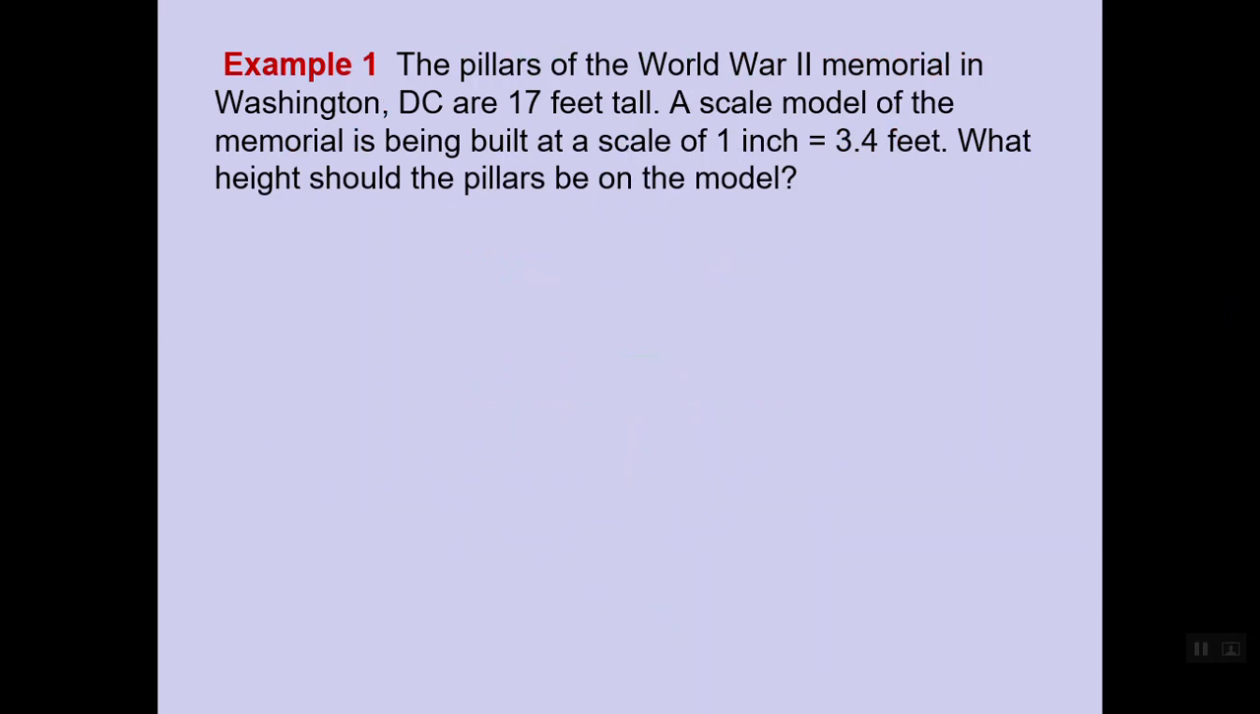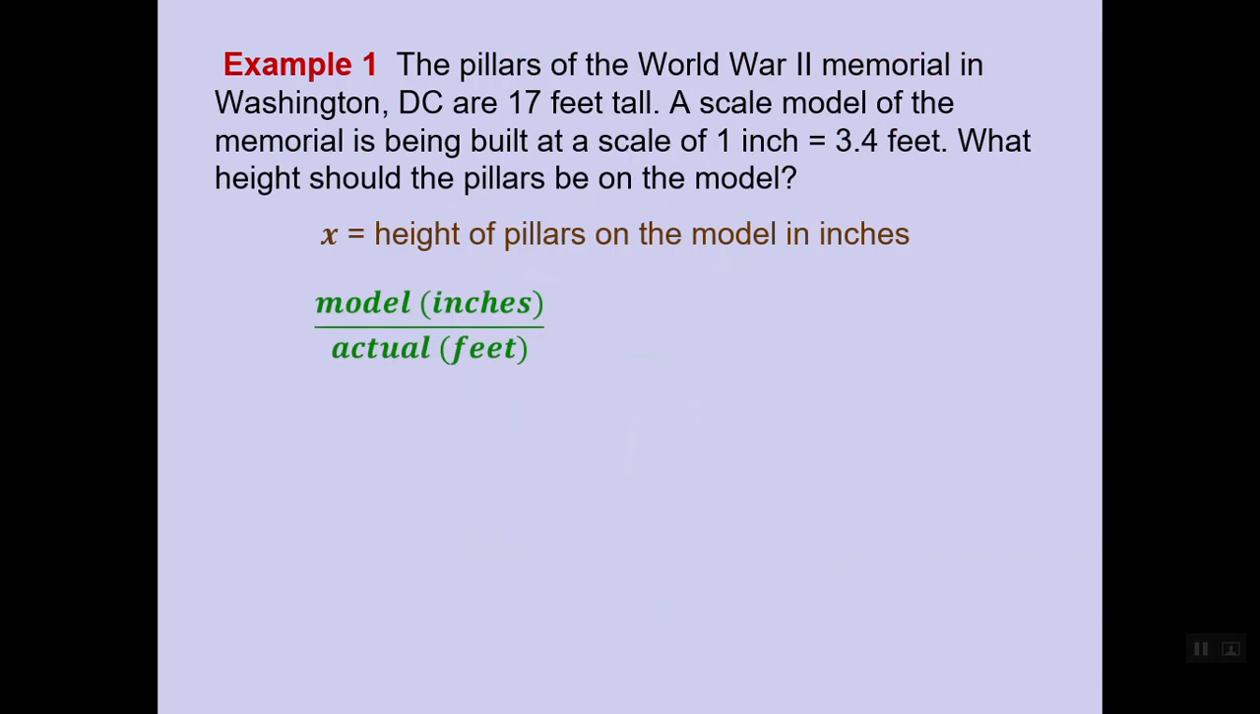The first thing we want to do is define our variable. What we don't know is the height of the pillars on the model, and I'm putting there that it's going to be in inches. That's going to help me when I go to write my sentence at the end so I know what the units are. So I'm going to set up a ratio using the model, which is in inches, and the actual object, which is in feet. I like to write that as a ratio before I get started, and then I can make sure and put all the pieces of information in my proportion in the right place.